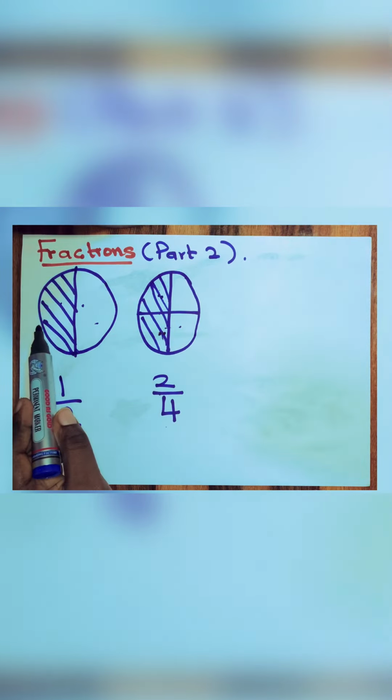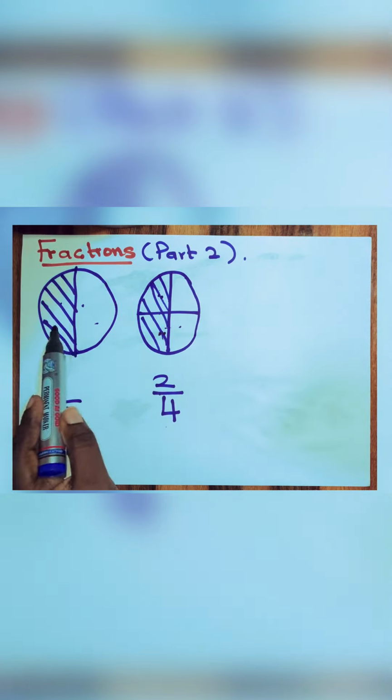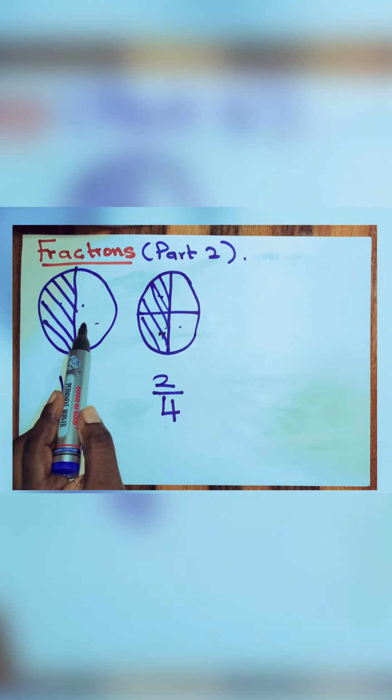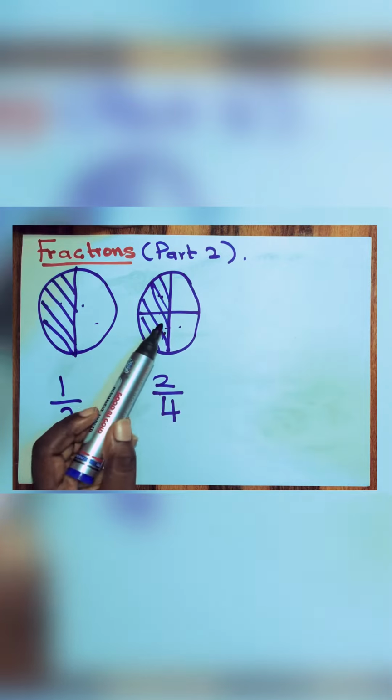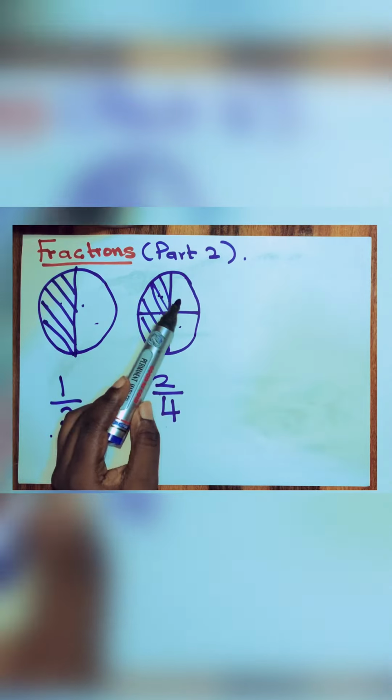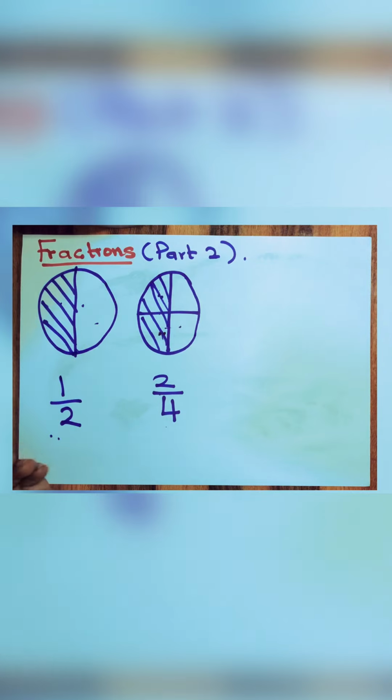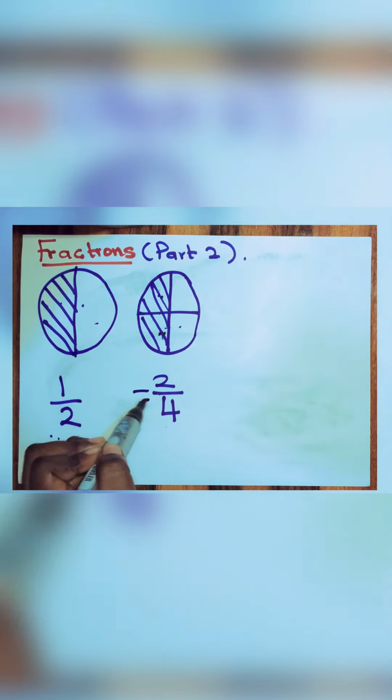If I eat 1/2 of a pizza, that's the same fraction as though I have eaten 2 out of 4 equal pieces of the pizza. So we would say that these fractions are equivalent.